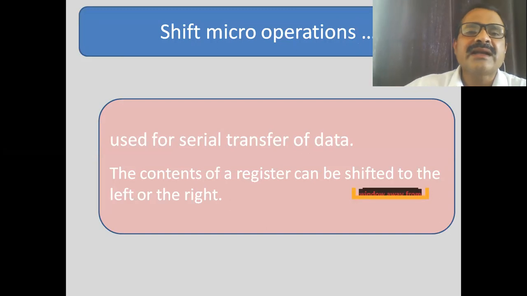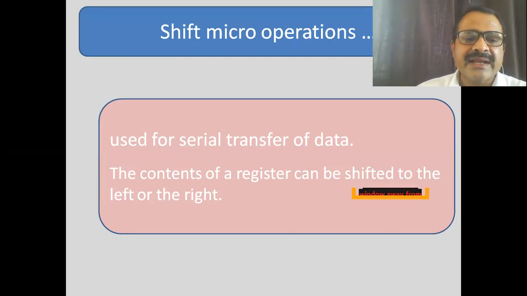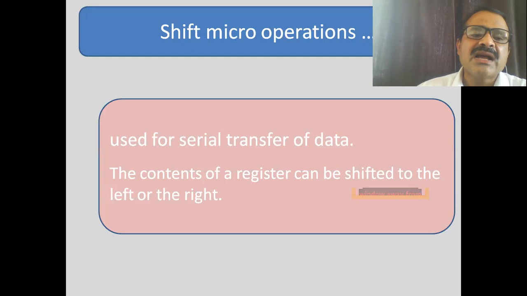Now, there is a third category called shift micro operation. As the name is self-explanatory, shift means shifting the contents of a register in a direction. The direction may be left or right, by one place. Commonly, shift micro operations are used for serial transfer of data. As mentioned, the contents of a register can be shifted by one place to the left side or to the right side, one at a time.